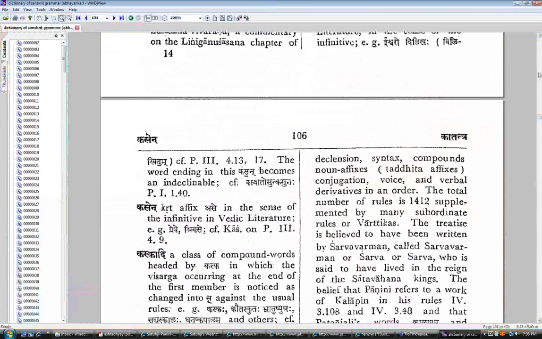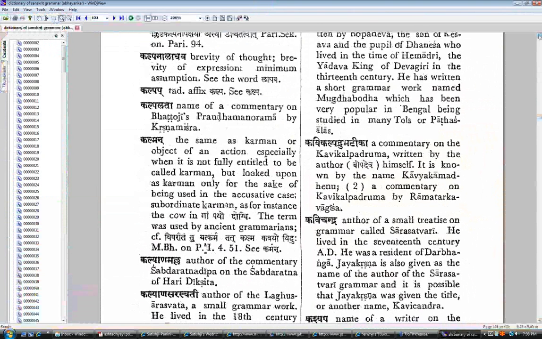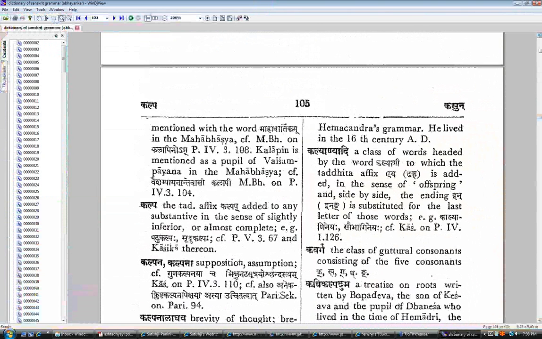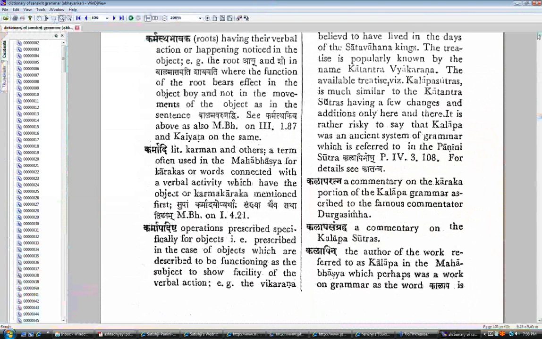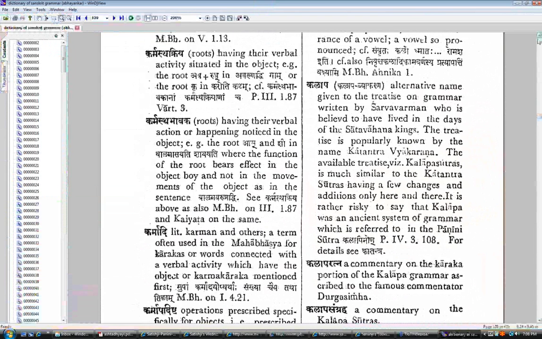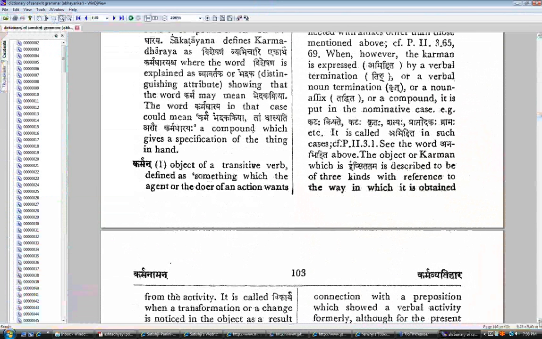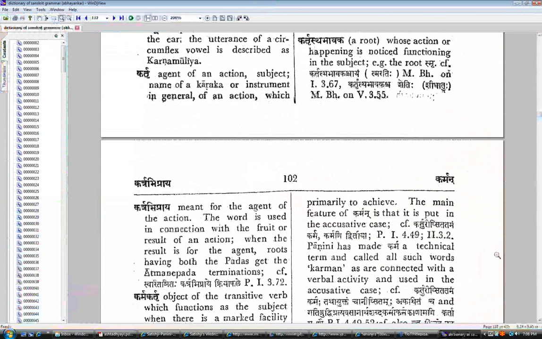Of course, if we consider this as karmani, then everything makes sense. Yes. But let's look at karma kartari. We go back a little bit. Karma sadhana, karma naman, karma vadbhavaha, karman. Karma kartari. Karma dharyaha. Karma kartru.